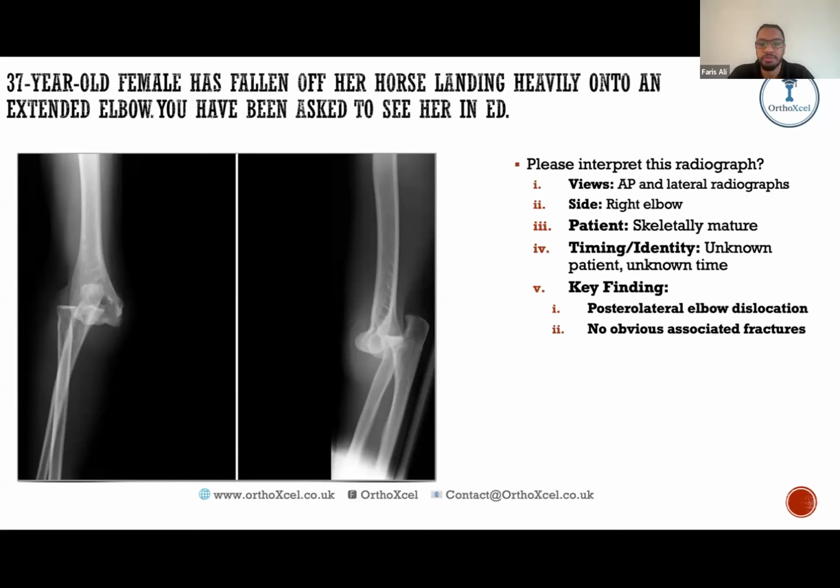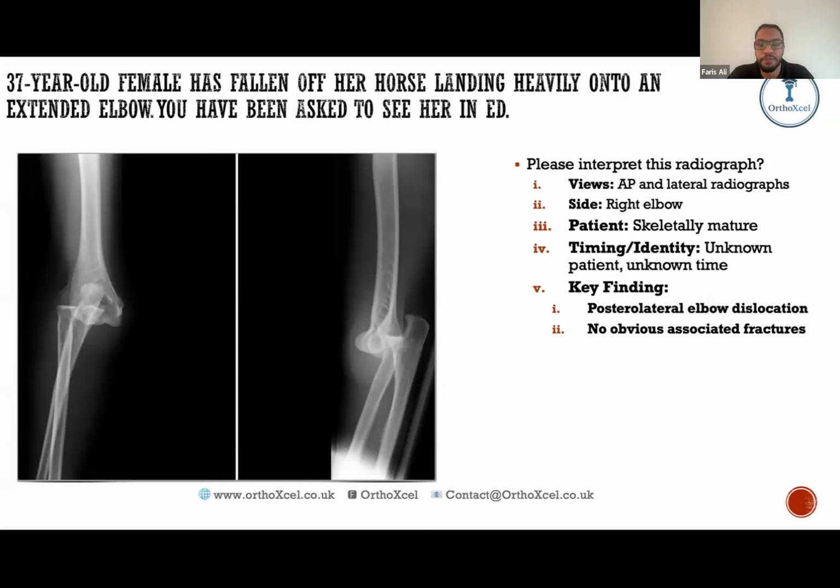Which side? A lot of the time it'll be written if it's right or left. If it's not, then you can just say it's an elbow. Don't waste too much time on it. However, if it's obviously a right elbow, then say it's a right elbow. And always say the patient is skeletally mature, and the time and identity are unknown.